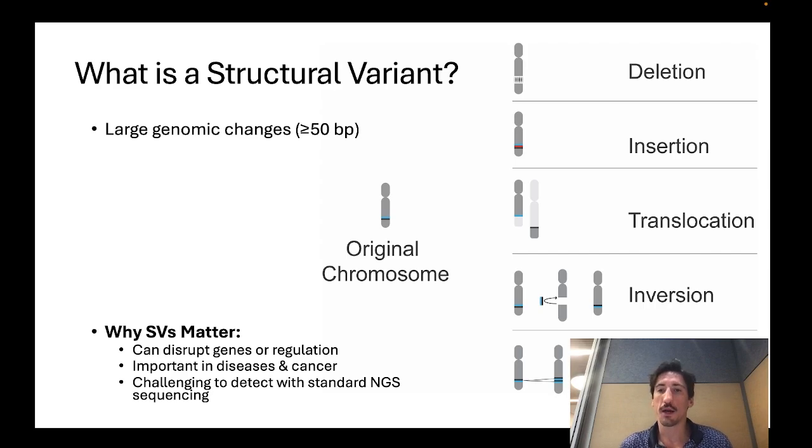The fourth type of structural variant is called an inversion, and this really is when you take a particular region of a chromosome and it is reversed. As you can imagine, if you reverse a particular segment of DNA, this is going to affect the order in which genes are read and affect gene function. So these can be deleterious as well.